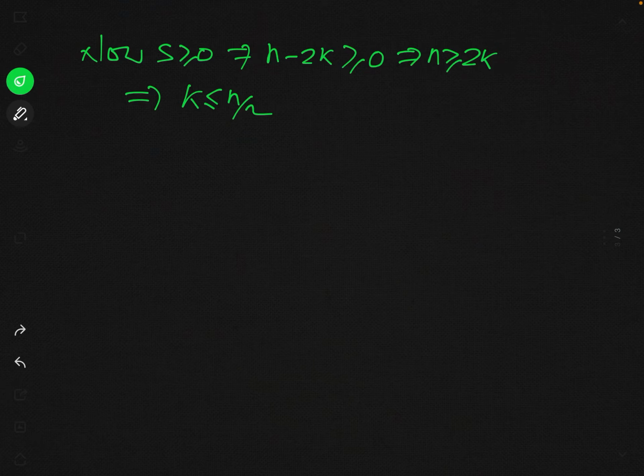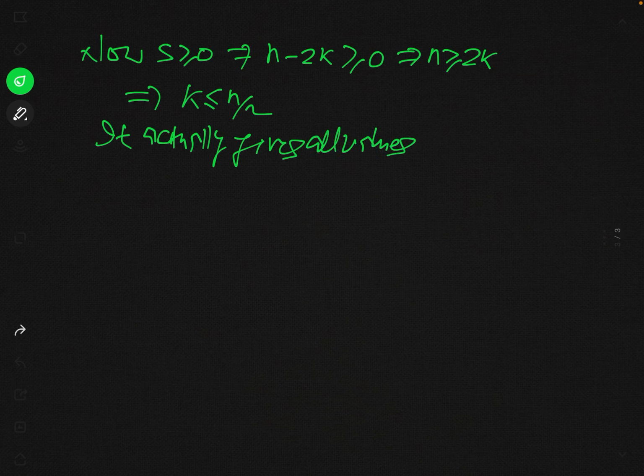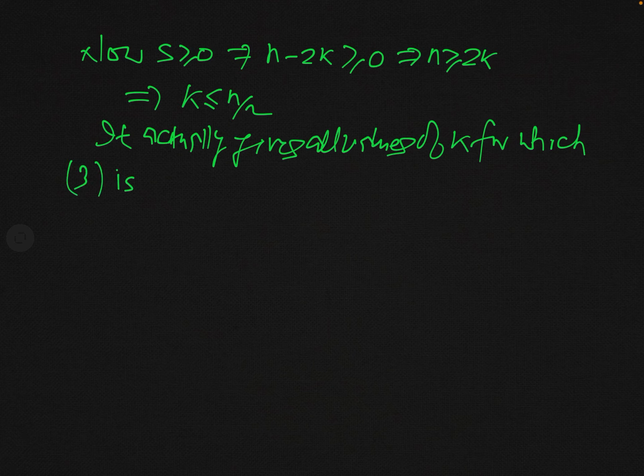So you can write that it actually gives all values of k for which equation number 3 is the coefficient of t raised to the power n.